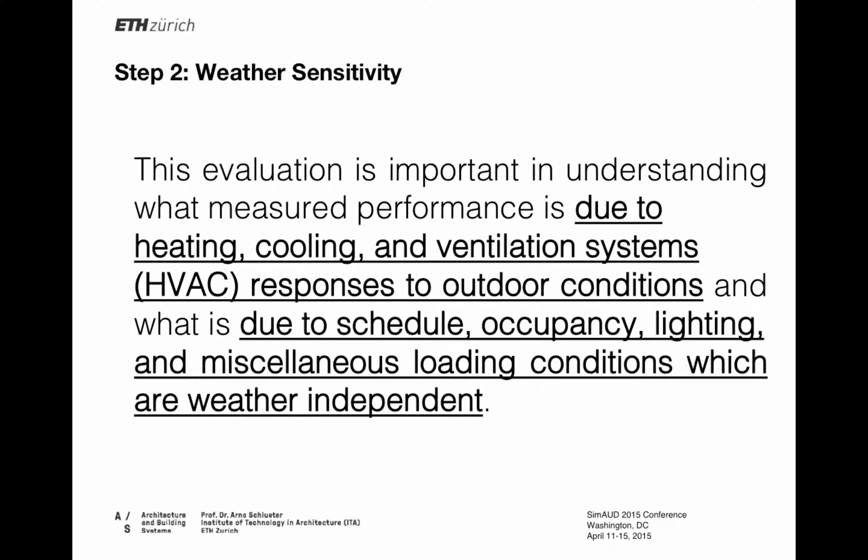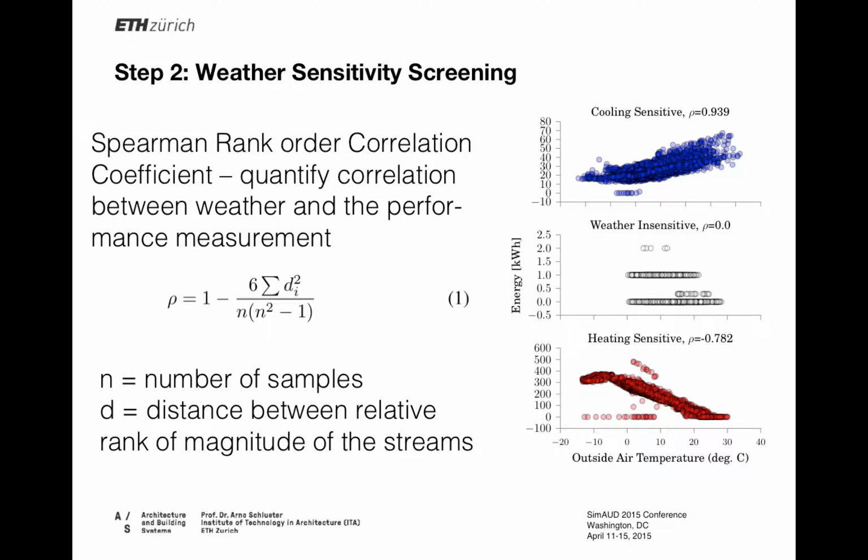And this is important when you're building diversity schedules, especially for occupancy and lighting and things like that. You want to avoid using data points which are weather dependent in measuring HVAC loads. So in order to do this, we use a common practice, the Spearman rank order correlation coefficient, where we're looking at each data stream and how it correlates to outside air dry bulb temperature.